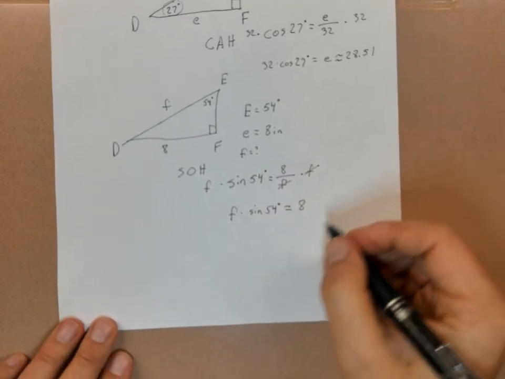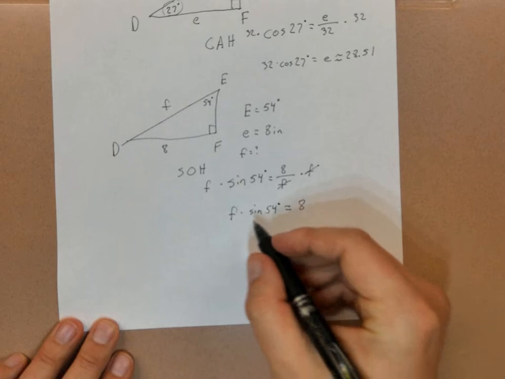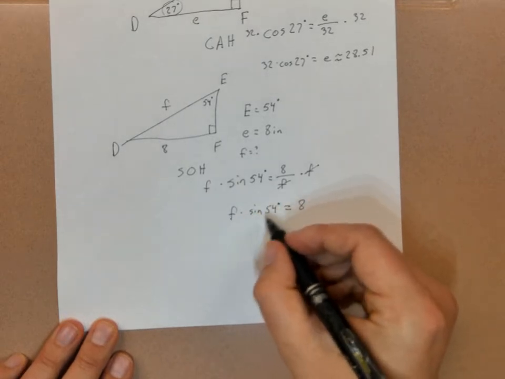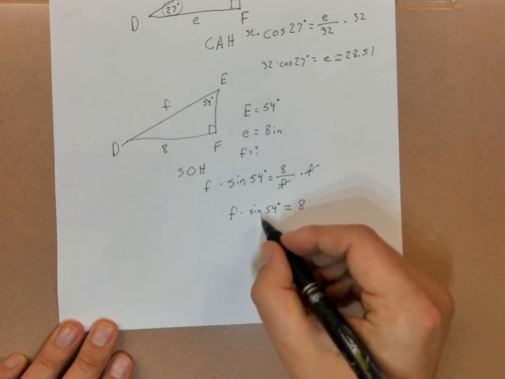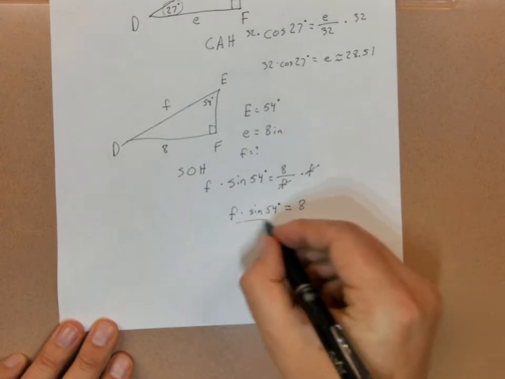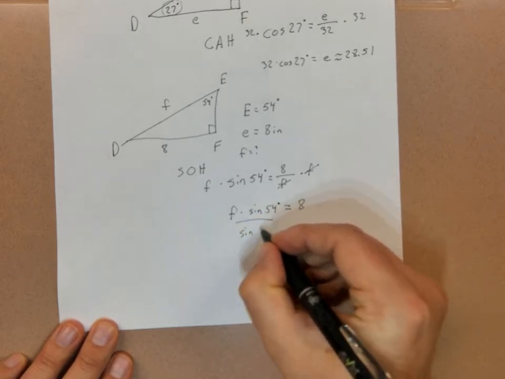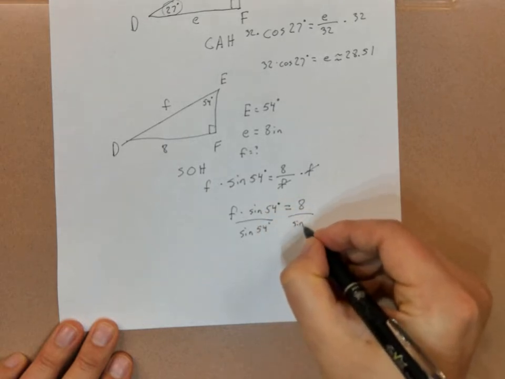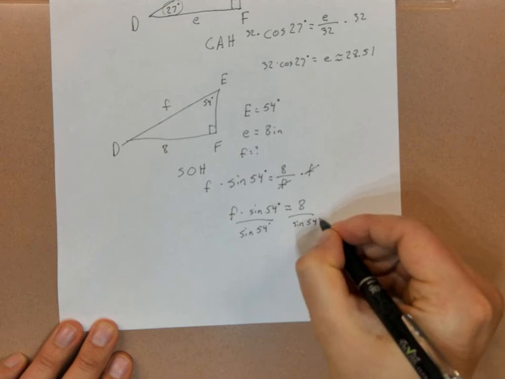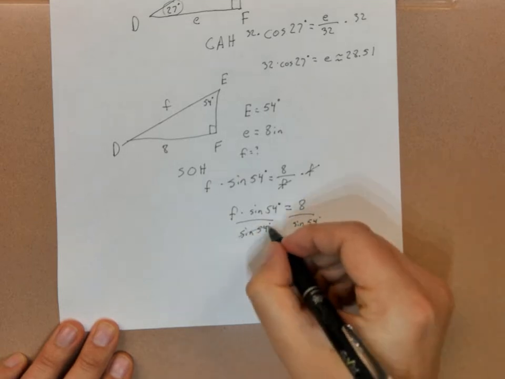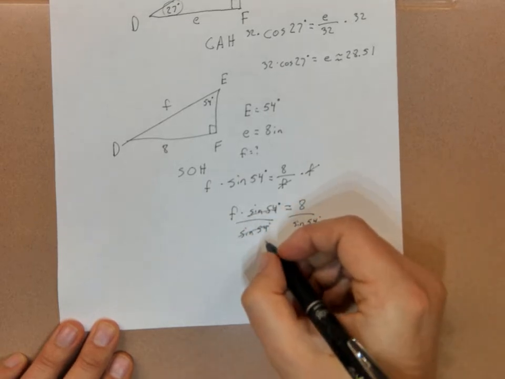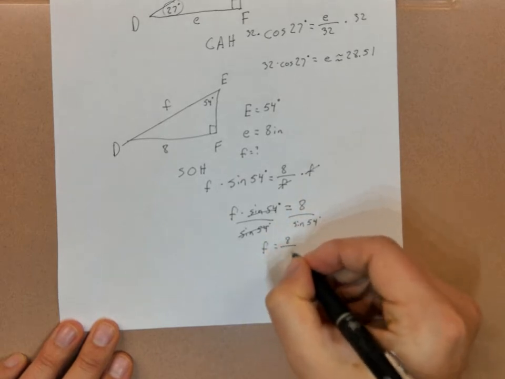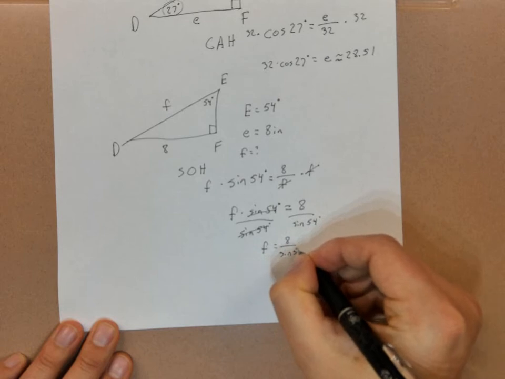And now you should be able to solve for f. So if I'm multiplying f by sine of 54, I need to get rid of the sine of 54 because I want to isolate f. So I'm going to divide both sides by the sine of 54 degrees. Because the sine of 54 degrees is still just a number. So then those will equal 1, so those will go away. And then you'll have f equals 8 divided by the sine of 54 degrees.